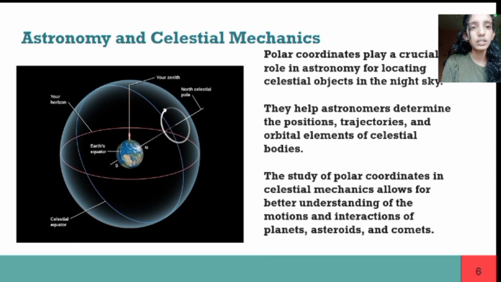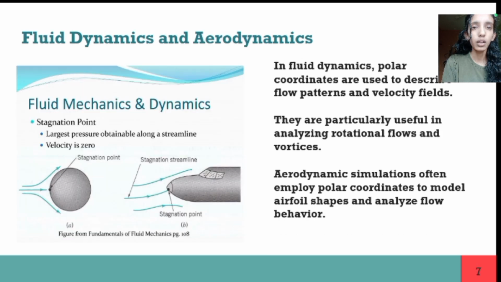Astronomy and celestial mechanics. Polar coordinates play a crucial role in astronomy for locating celestial objects in the night sky. They help astronomers determine the positions, trajectories, and orbital elements of celestial bodies. The study of polar coordinates in celestial mechanics allows for a better understanding of the motions and interaction of planets, asteroids, and comets. Fluid dynamics and aerodynamics.